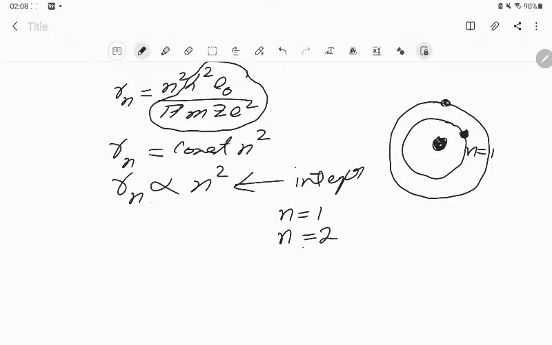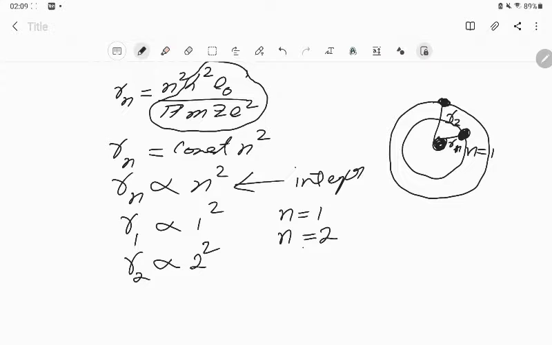So we will get the radius. First radius is r1, second radius is r2. So the first radius r1 is proportional to 1 square. The second radius r2 is directly proportional to 2 square, like this. Okay, so now today we will find the total energy of these electrons in their orbit.